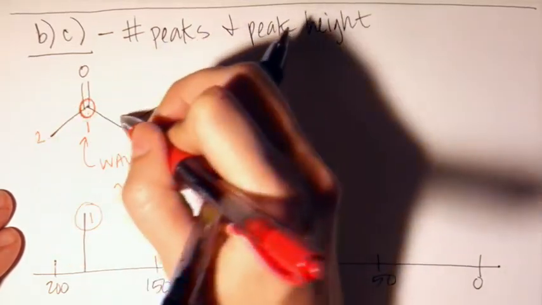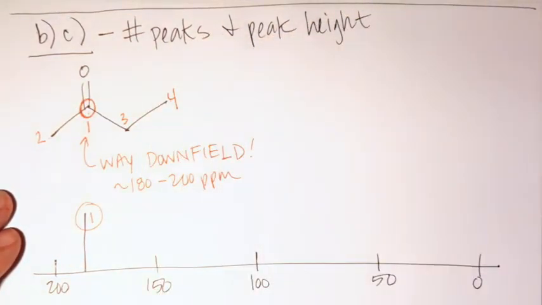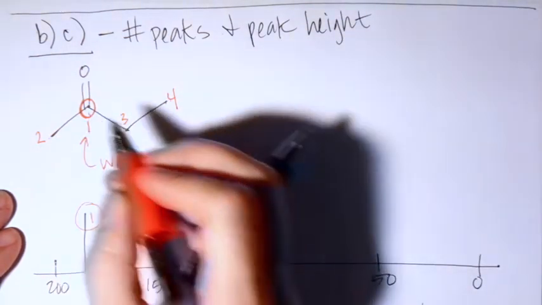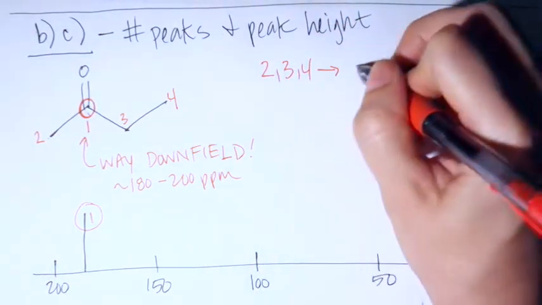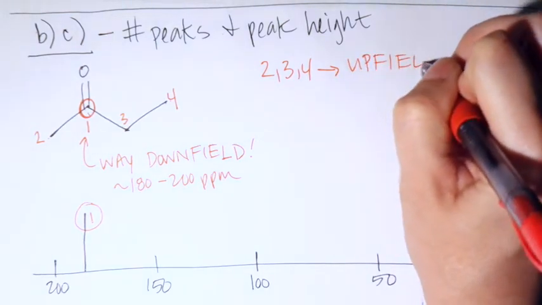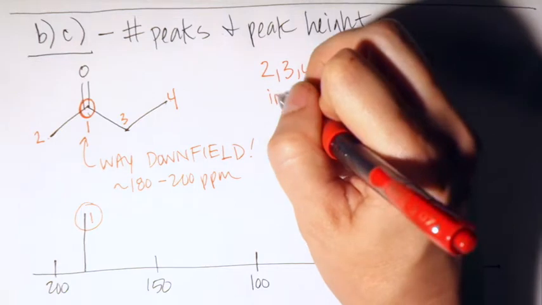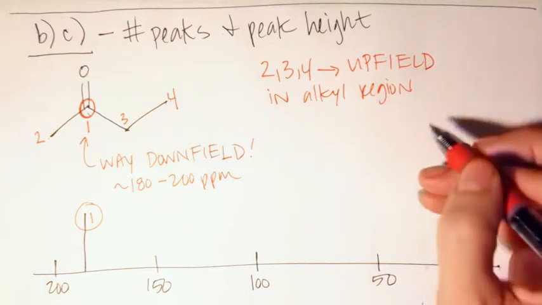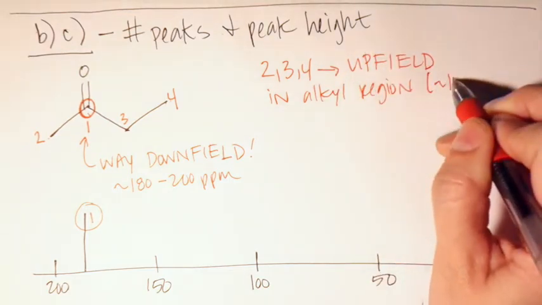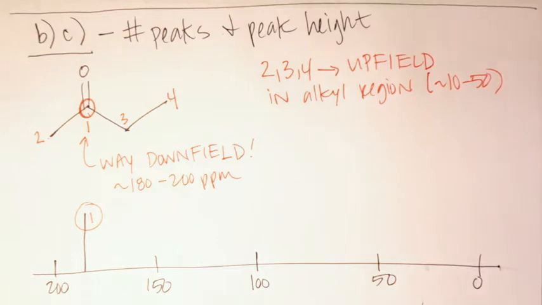And so if I go through and number these, 2, 3, 4, right? All 3 of these are sp3 carbons. This one, number 1, is the only sp2. So 2, 3, and 4, we'd expect those to be much more upfield in the alkyl region, right? They're not attached to any electronegative atoms. They're not doing anything special, so they can be anywhere between 10 and 50, depending on how deshielded they're being. But they're going to be down here in the alkyl region, right?